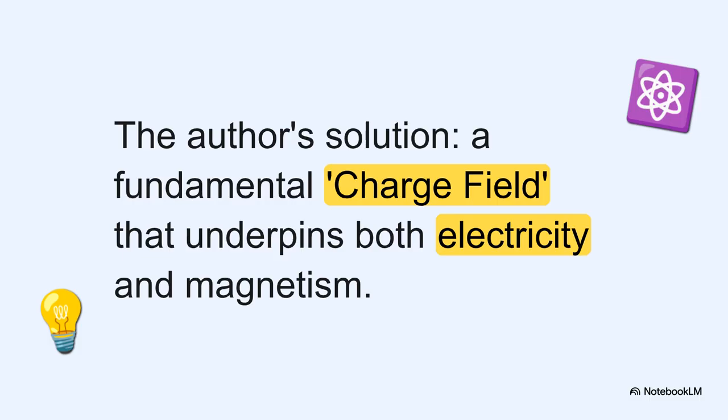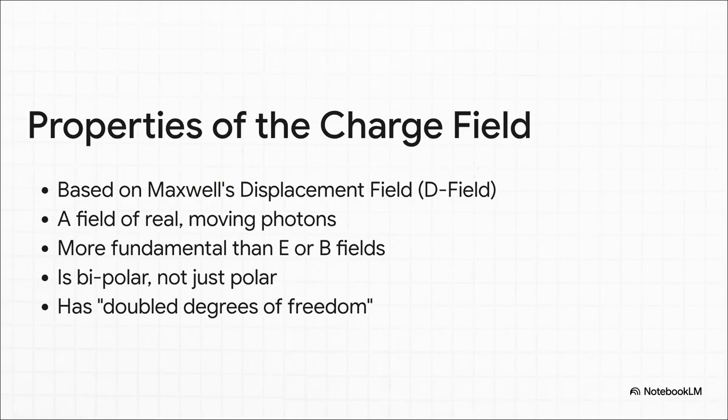The whole idea is that the E and B fields we're so familiar with aren't the cause of everything, they're just the effects of this deeper field. Now, this charge field isn't just a random idea. It's actually based on a concept from classical physics called Maxwell's D field. But here, it's imagined as a real physical field of moving photons. And the most important part, it's described as bipolar, which gives it what the author calls double degrees of freedom.